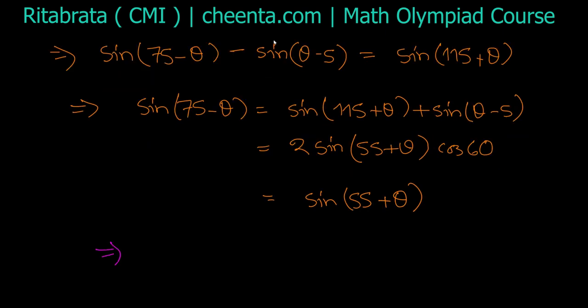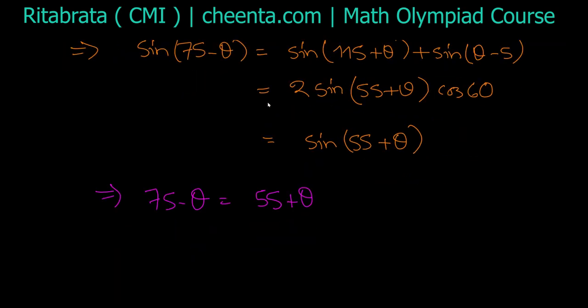So from that we get 75 minus theta equal to 55 plus theta. Like sine alpha equal to sine beta would imply either alpha is beta or alpha plus beta is 180. The second case is illogical here because that would give me absurd things. You can easily check by yourself. So the first case is the only possible case. So from that we have 2 theta equal to 20, so theta is 10 degree.